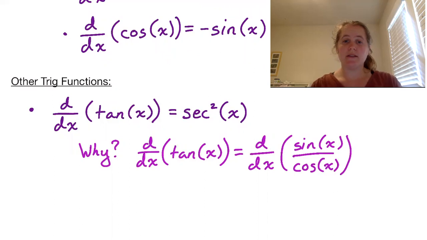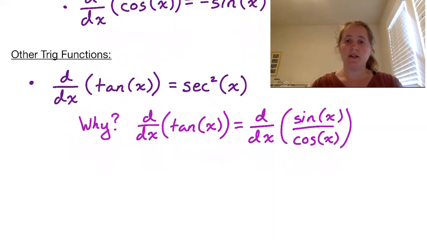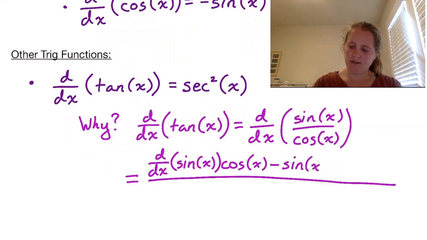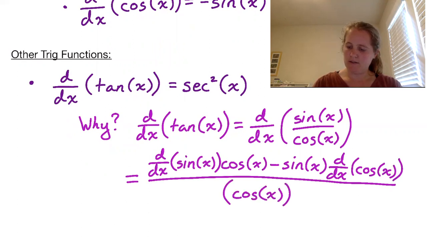So we could go ahead and simply use our chain rule, or sorry, our quotient rule. We'll learn the chain rule next section. By the quotient rule, I do the derivative of the first, so the derivative of sine of x, times the second, cosine of x, minus the first, sine of x, times the derivative of the second, so the derivative of cosine of x, all over the second, cosine of x squared.